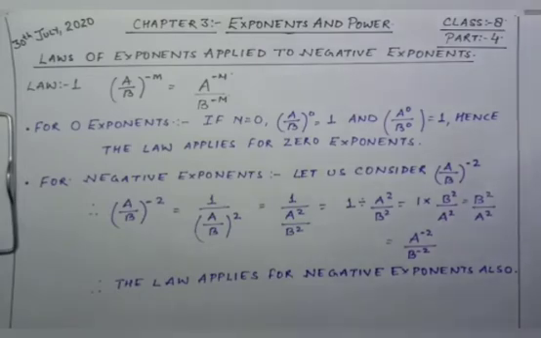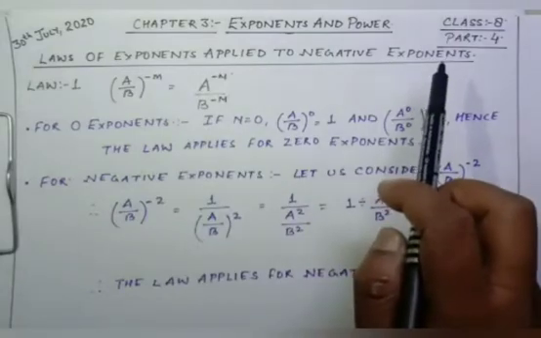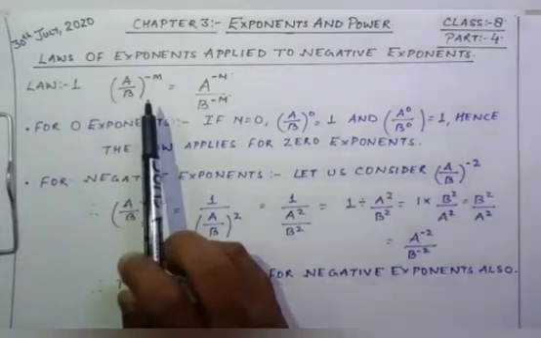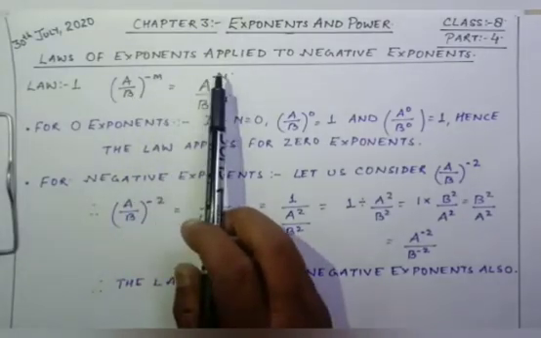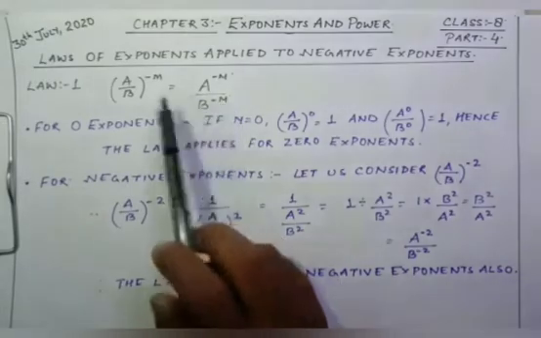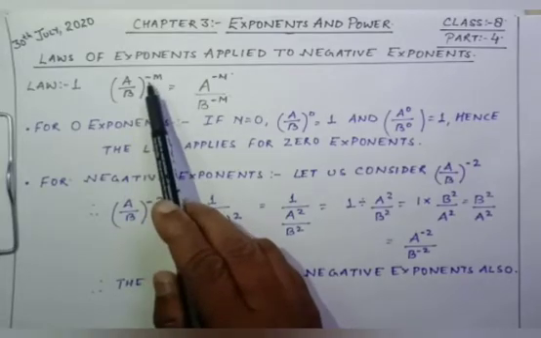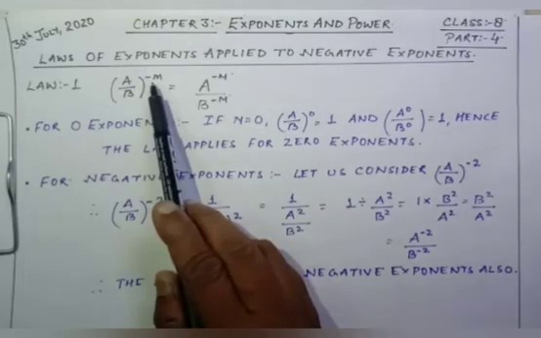Let us see the first topic in it. Laws of exponents applied to negative exponents. We have already gone through the first law, that is (a/b) to the power minus m is equal to a to the power minus m upon b to the power minus m. We have already gone through this law, but the power was positive over there. But over here the power is negative.